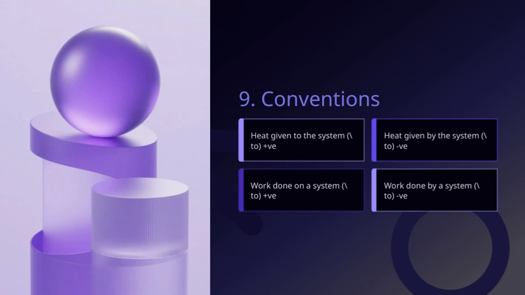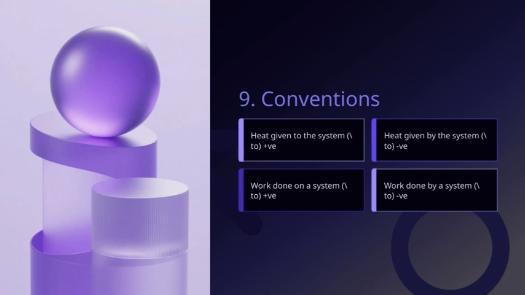Similarly, when heat given by the system is negative, it indicates that the system is losing heat to its surroundings. So, if the system cools down by releasing heat, we record that as a negative heat transfer. On the other hand, when work is done on the system, meaning external forces are doing work on the system, that's positive. For example, compressing a gas increases its internal energy, and we mark that as positive work done on the system. And when heat is given to the system, that's also positive, showing that the system is absorbing energy from its surroundings.